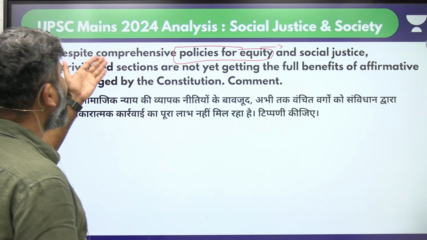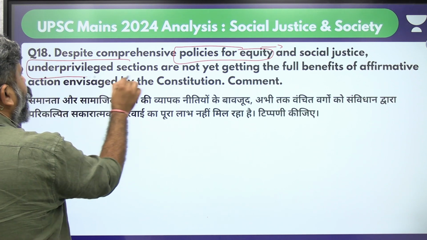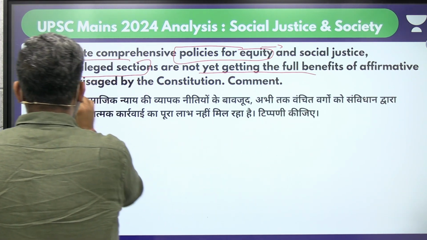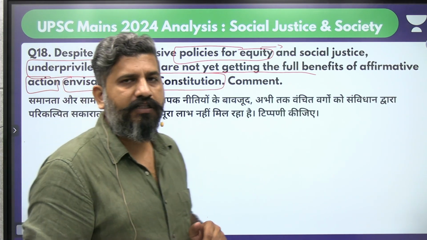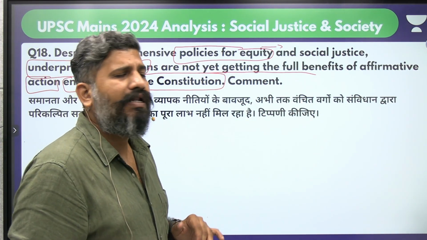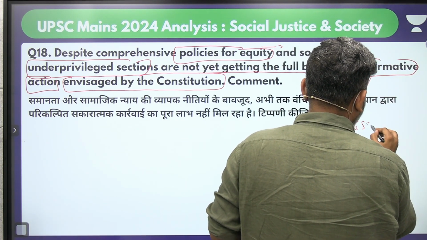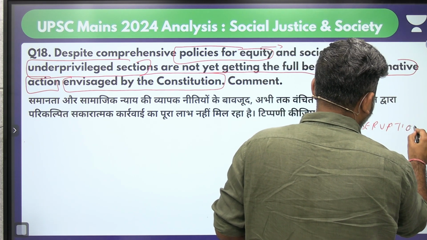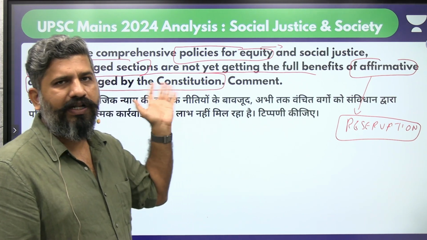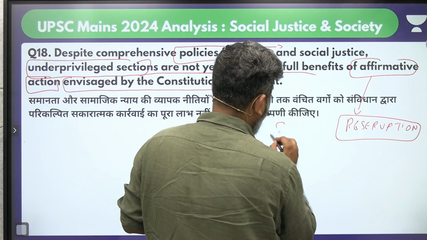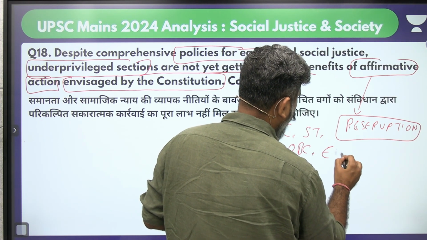So in this case also, it requires that despite the comprehensive policies of equity and social justice, underprivileged sections of India are not yet getting the full benefits of affirmative action envisaged by the Constitution. They are not getting the full benefits of what? Affirmative action. Now, affirmative action at a general level can be seen to be synonymous with reservation, which has been incorporated in Article 15, 16, etc. We have the provisions for reservation for the vulnerable sections, because now we have reservations for SCs, STs, OBCs, and we have economically weaker sections.